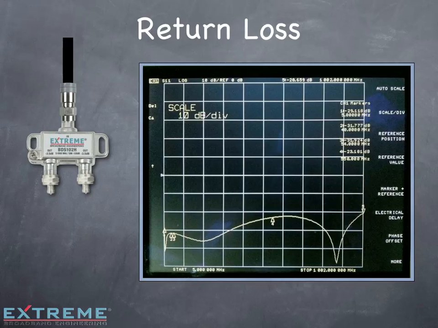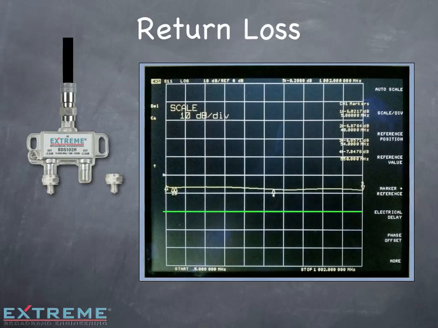Here we're looking at a network analyzer return loss sweep from 5 to 1002 MHz on the input port, with the output ports terminated. With proper termination, the return loss is at least 20 dB down, and at most frequencies way below that. This is a good return loss sweep.